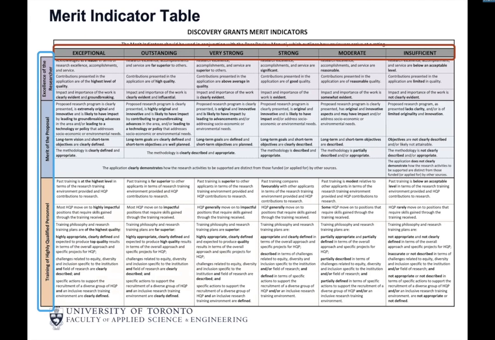So the rows correspond to the three criteria I mentioned: excellence of the researcher, merit of the proposal, and training of highly qualified personnel. And each application is put into one of six bins for each of these categories. Okay, so each person gets three ratings, ranging from insufficient, moderate, strong, very strong, outstanding, and exceptional. And then the table discusses how that rating goes.